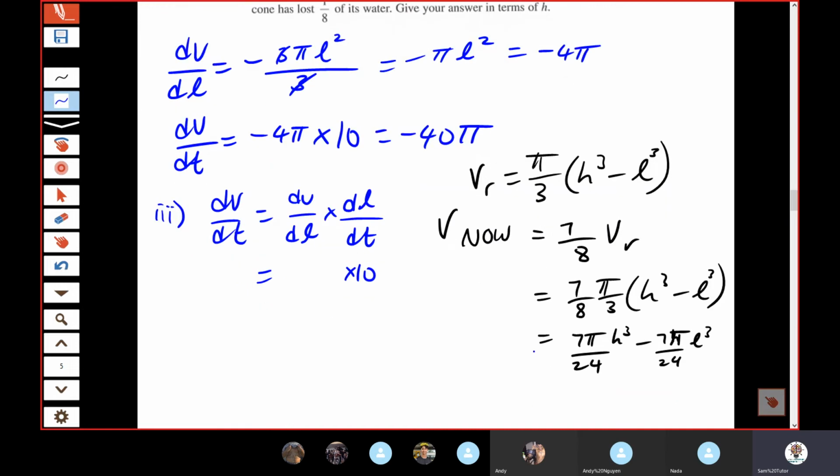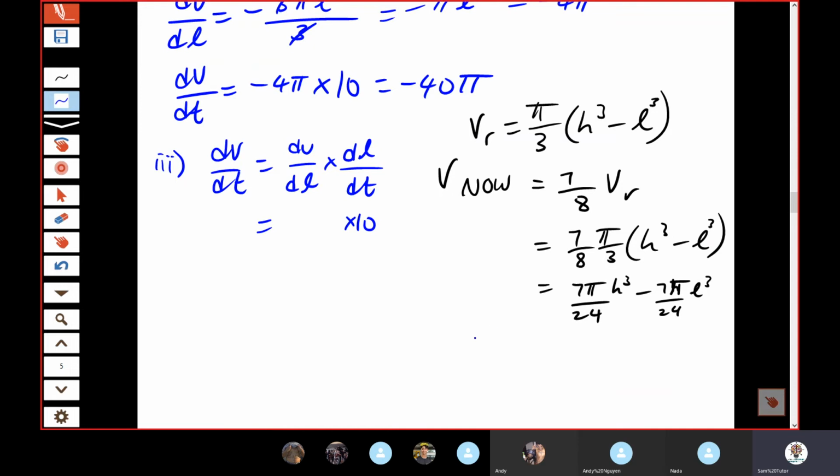dV on dl, come up here. dV on dl, negative, what did you say? 20? Now isn't it negative 21 pi L squared on 24? Yes? Negative 21 pi L squared on 24. Now, the only thing I don't have is L.